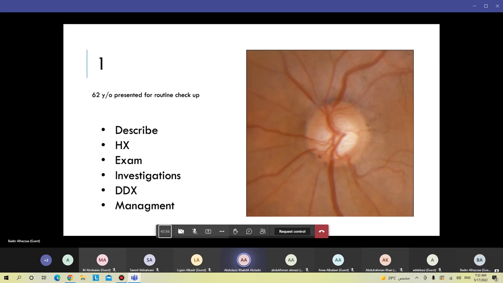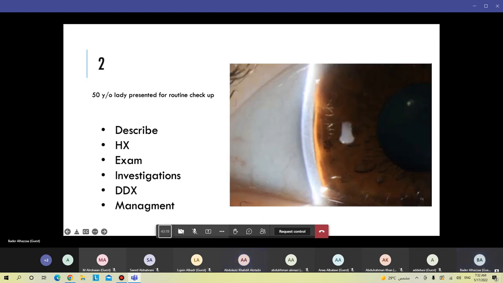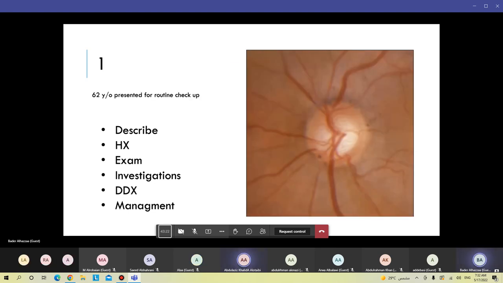Okay, so this is a 62-year-old patient presented for a routine checkup. I can see the fundus photo zoomed in on the disc. I can see that there is a healthy disc rim. However, there is an increase in the optic disc cupping with kinking of the inferior vessels.